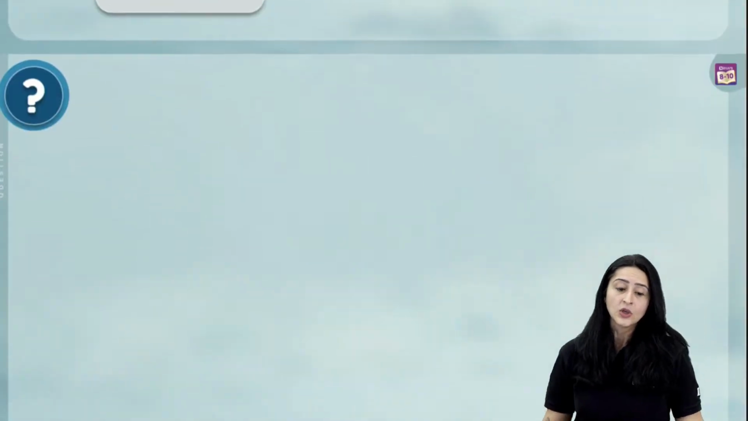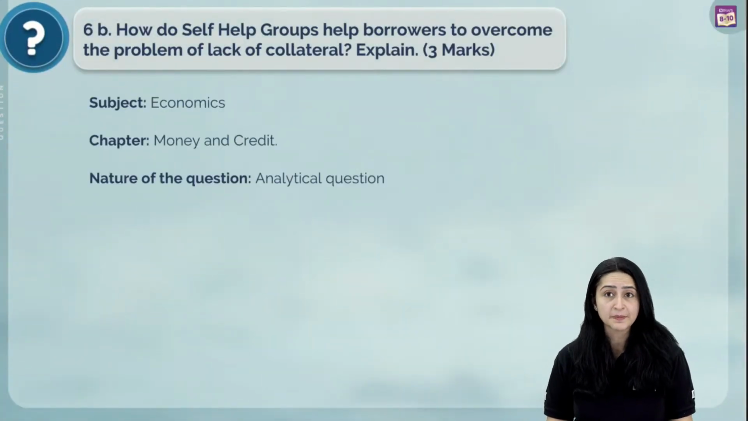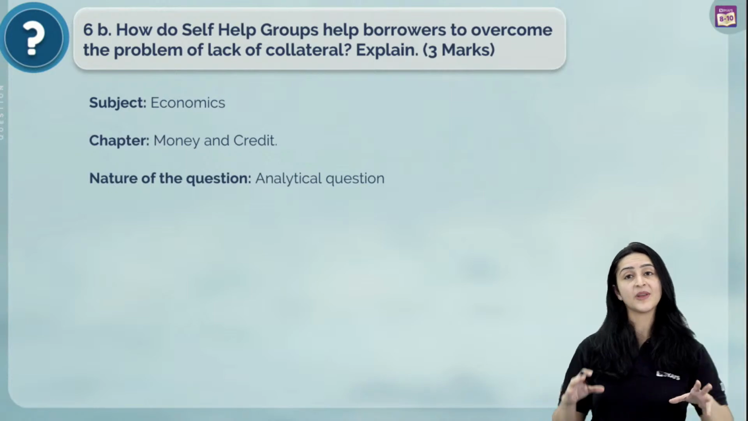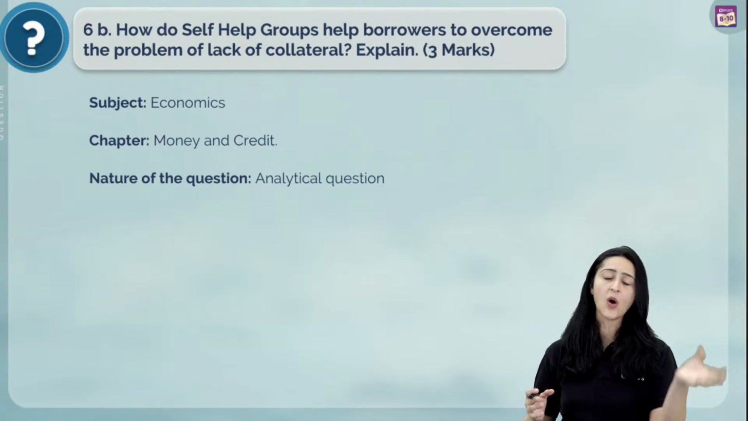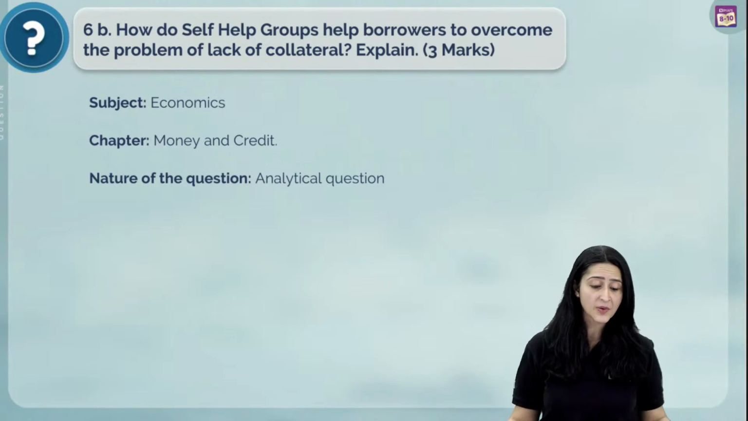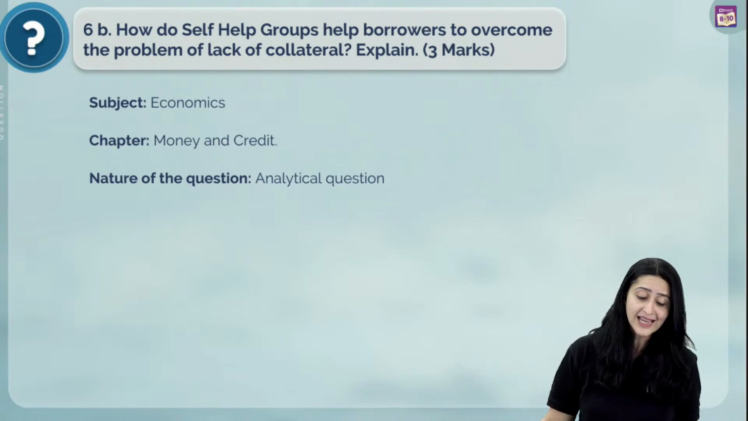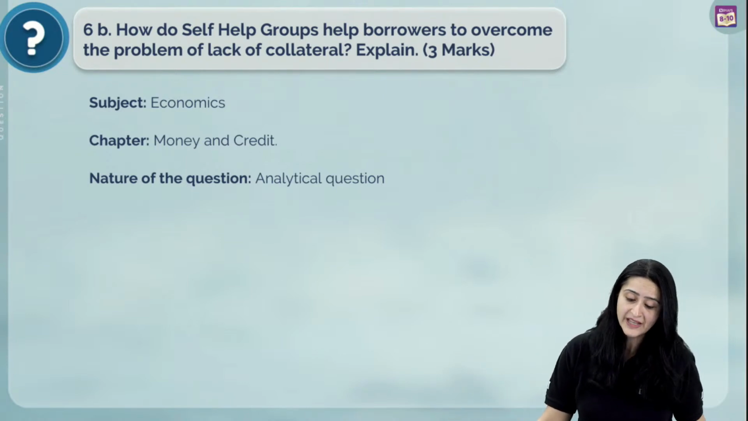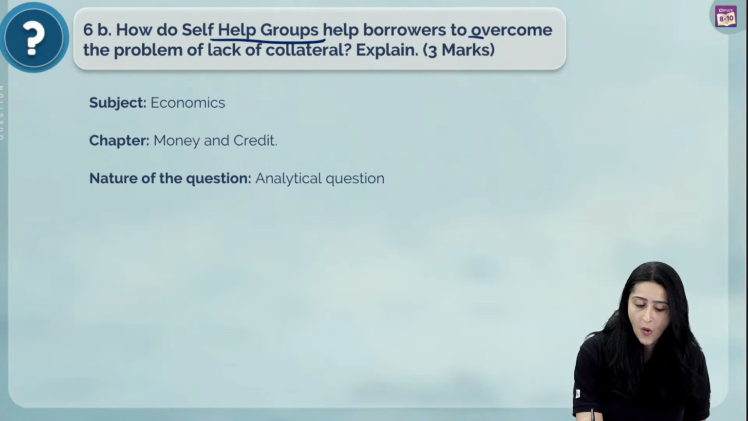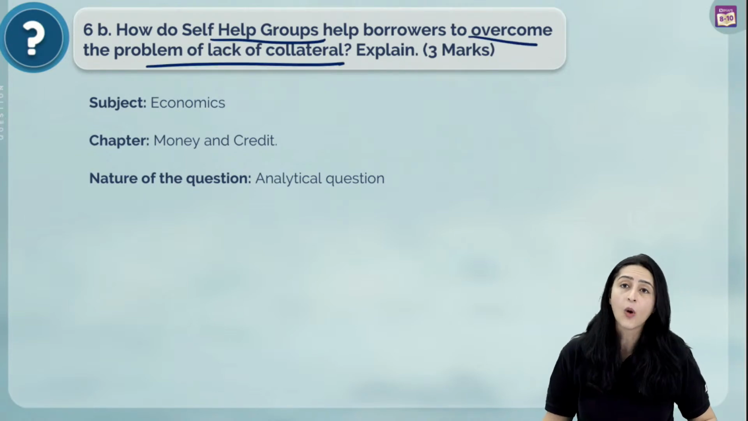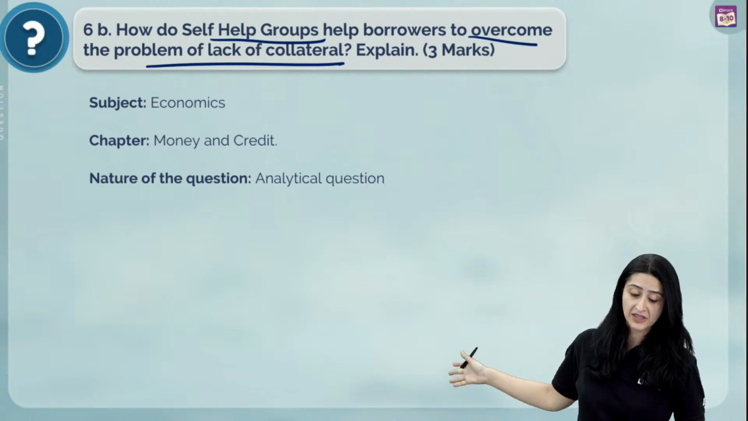Next, you have question number 6B. Now, we know that in the 6th question, we had a choice. We could have answered 6A or we could have answered 6B. What does 6B say? It says, how do self-help groups help borrowers to overcome the problem of lack of collateral? Explain. This is a 3-mark question.